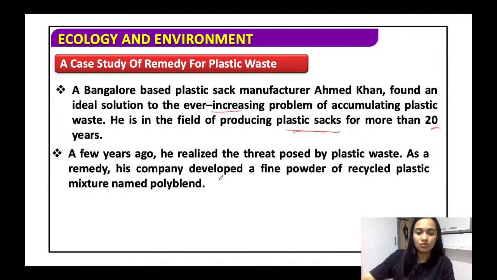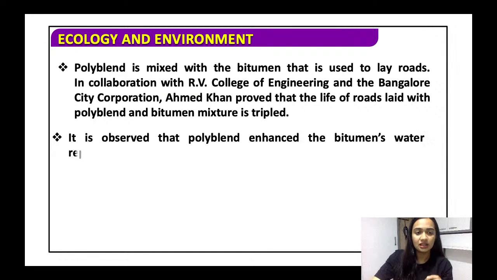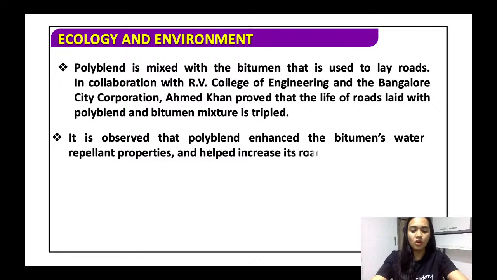So as a remedy, what he did, he basically developed a fine powder of recycled plastic and named the mixture as polyblend. तो अब उन्होंने क्या किया कि ये पॉलीब्लेंड को बहुत ही फाइन पाउडर में क्रश किया और अब ये पॉली ब्लेंड को जब हम बिट्यूमेन, एक मेटल बिट्यूमेन के साथ मिक्स करेंगे तो इससे क्या हो सकता है, we can use it to lay roads. ठीक है, ये केस स्टडी बहुत इंपॉर्टेंट है.